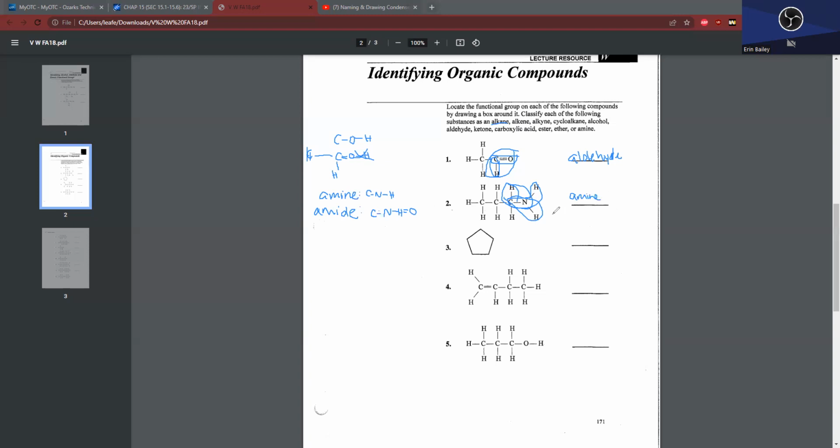Alrighty. Now this one, this was a different type of structure. These were all condensed and Lewis structures, as this is going to be the skeletal structure, and this is obviously in a circle. This is going to be a cycloalkane. I'm confident that you guys know that by now if you've watched the other video before this. Let's move on to number 4.